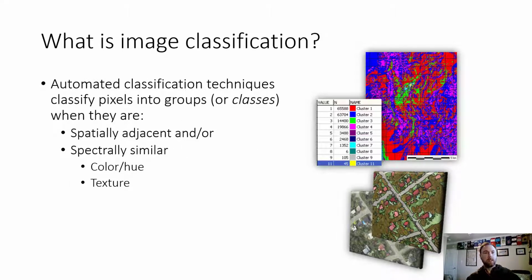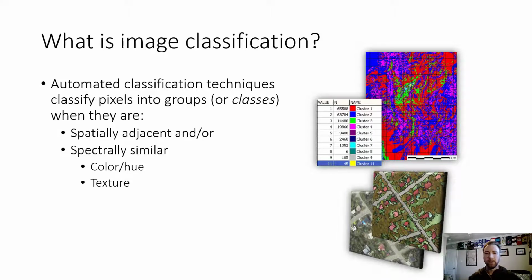Automated classification techniques classify pixels into groups, or what we call classes, when they are spatially adjacent, meaning nearby to one another, maybe sharing a border, or spectrally similar. So they might have the same color or have the same texture. So there are two key factors involved in classification, both the location and the proximity to one another, and a shared characteristic in the form of a color or texture.